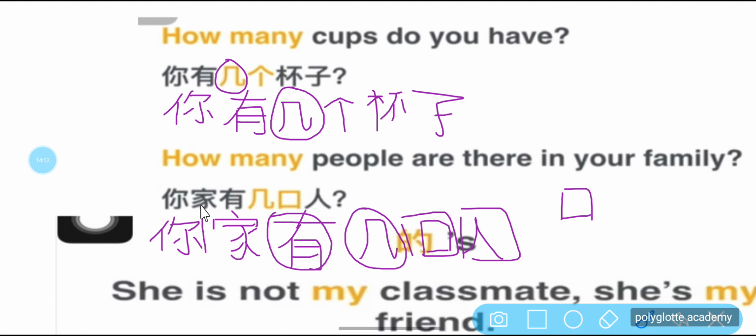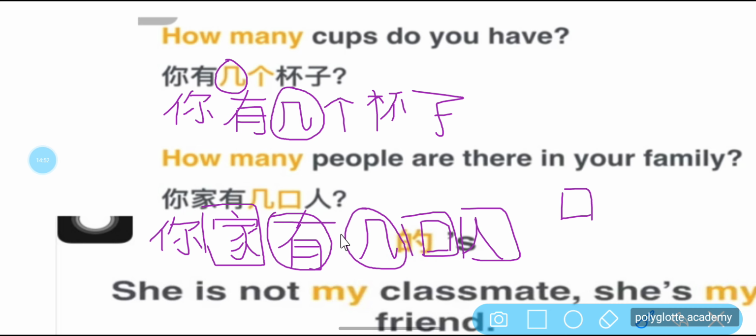Then we have 家, which is family, a house. So this 家, like 大家好, hello everyone, that is a very big family. 家 is house or family. So 你家, your family, your home. When they talk about your family, they're talking about your home. So 你家有几口人？非常好。So we know that 口 means mouth, but here it does not mean mouth. It's acting as a measure word to support 几.